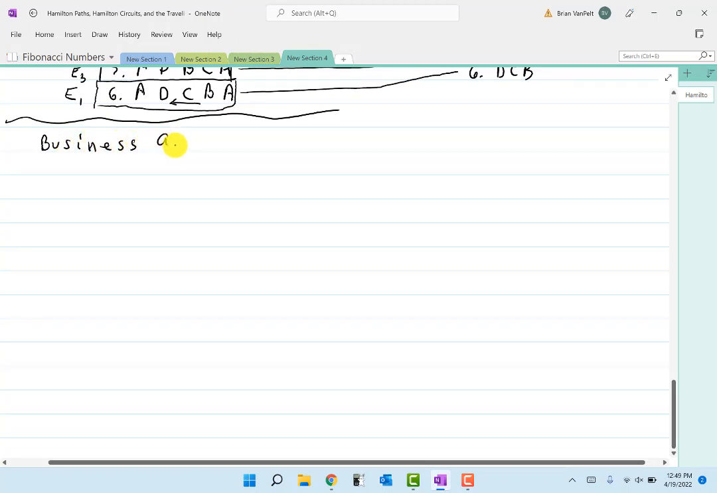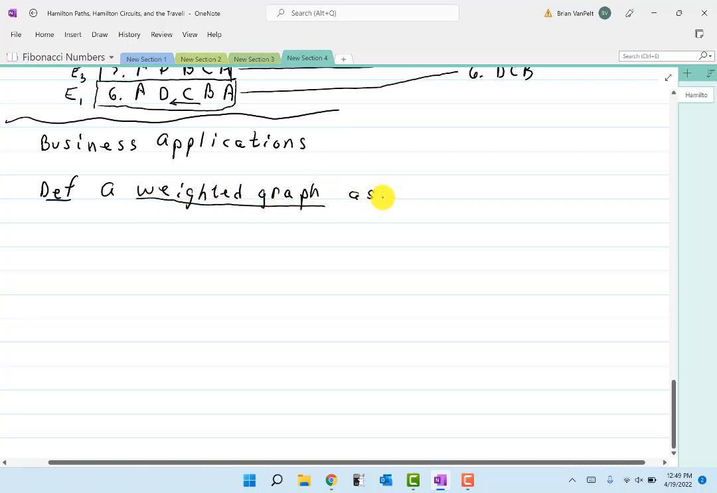Now we look at how this is applied to business. Let me start with the definition. A weighted graph assigns weights. They're simply numbers to each edge in a graph.